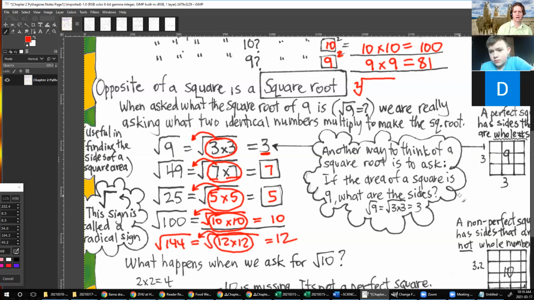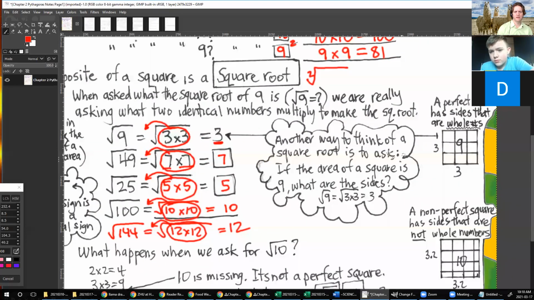All right. Here we go. Another way to think of a square root is to ask, if the area of a square is 9, what are the sides? So if the area is 9, you've counted these 9, there's 9 of these squares. How long is each side? And you take out the square root of 9, which is equal to the square root of 3 times 3. There's our pair, so we're going to pull them out, and we got 3.